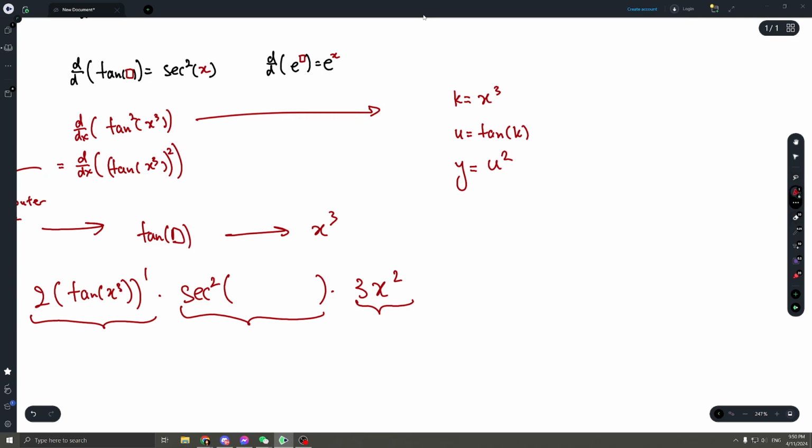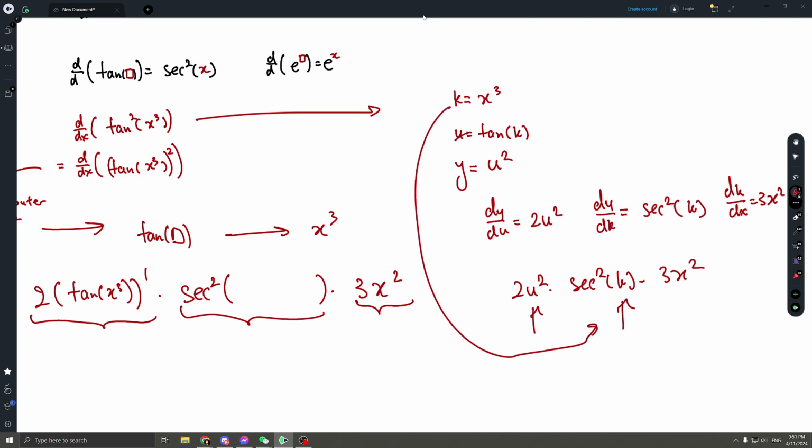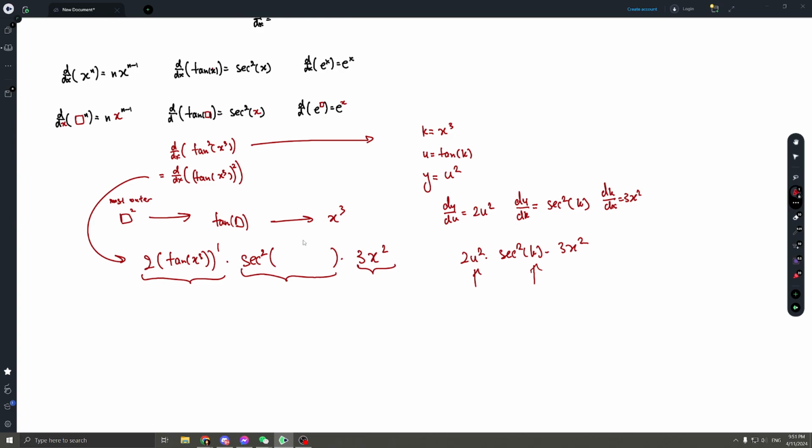So dy/du is equal to 2u. du/dk is equal to sec squared k. And then dk/dx is equal to 3x squared. And the answer is going to be 2u times sec squared k times 3x squared. And of course, you have to make the substitutions again, subbing this back in here, you know what to do. And you can see how they have the same structure.